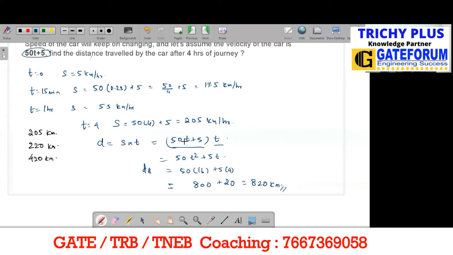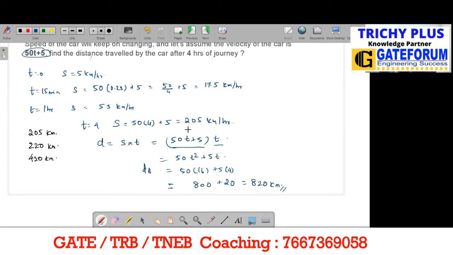Okay, so 50 into 4 plus 5. What will it give? It will give 205 km per hour, right? And you are multiplying with the 4, which means what? Basically, what you are doing here is you are thinking that the car is going with the velocity of 205 km per hour for 4 hours. That is what you are doing, and finally you are getting 820 kilometers.